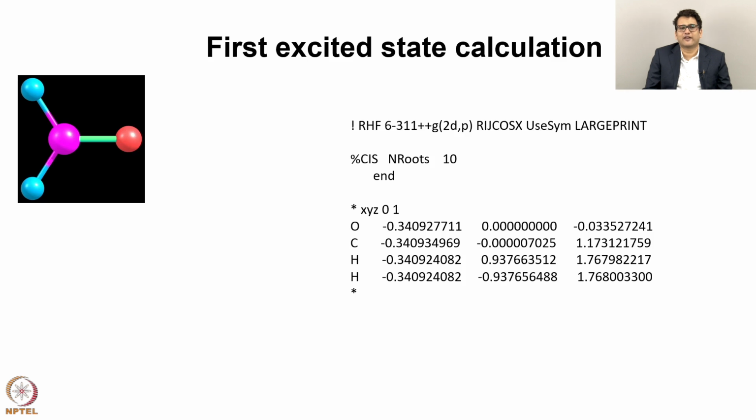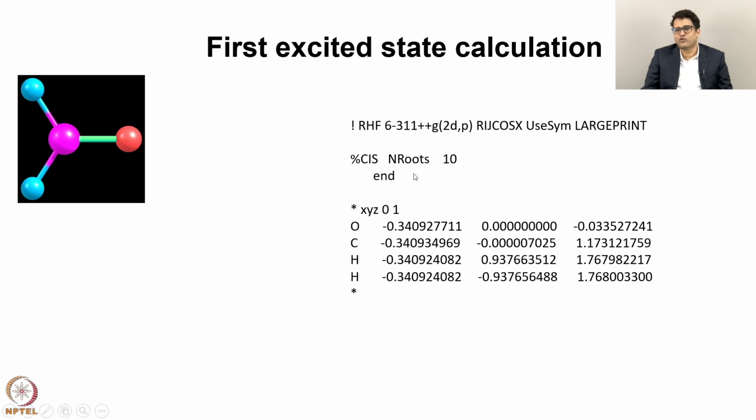Now, let us do the first calculation. Let us take a very simple molecule, formaldehyde, and we are going to do the calculation. See the keywords. For doing an excited state calculation, I need to give a %CIS block.